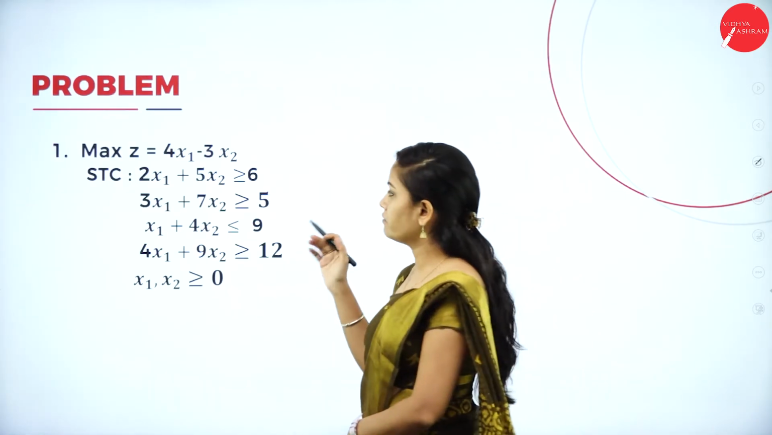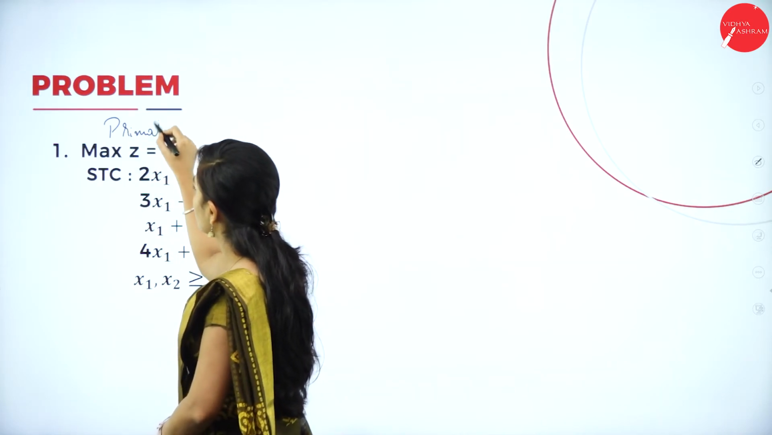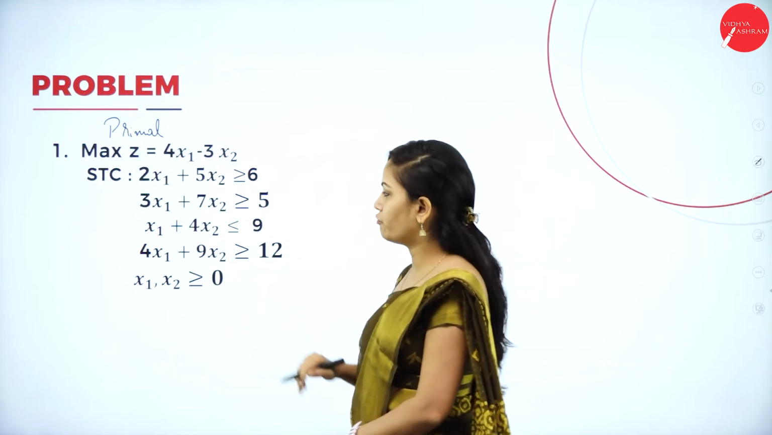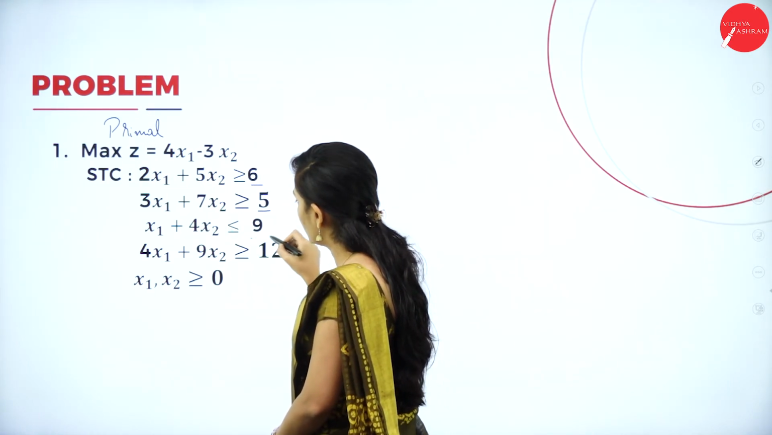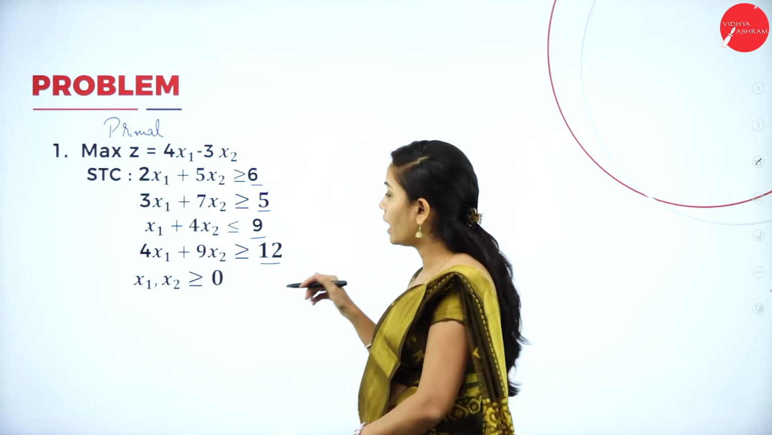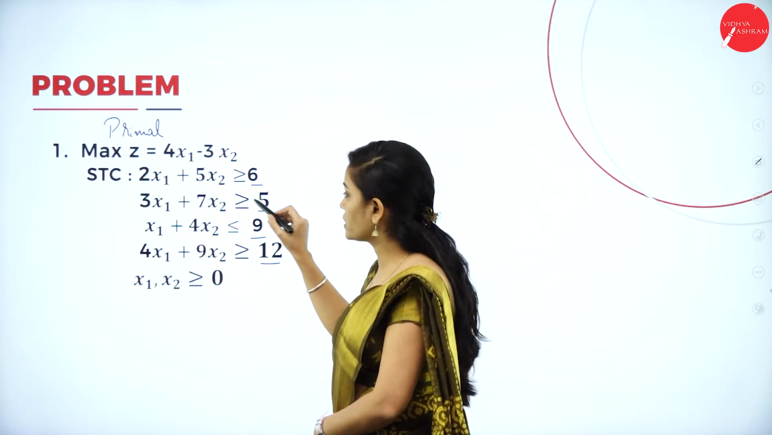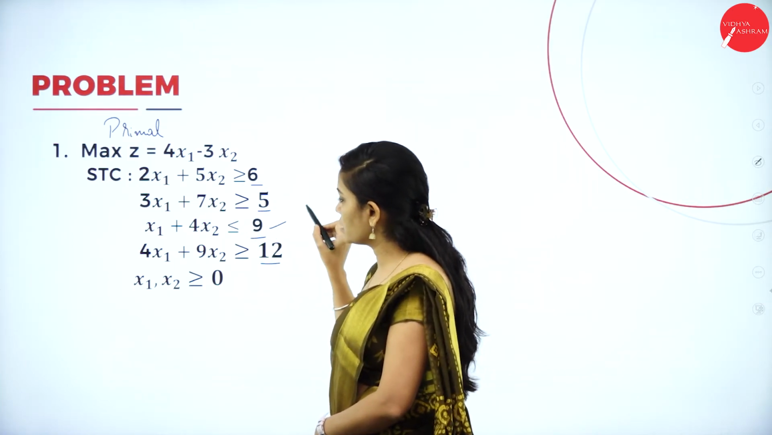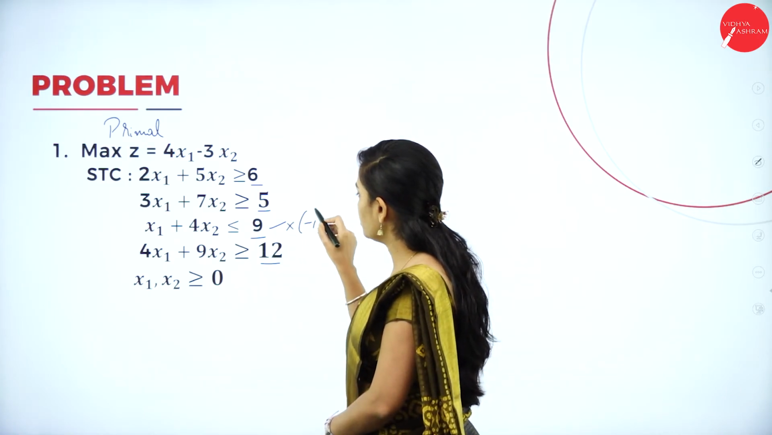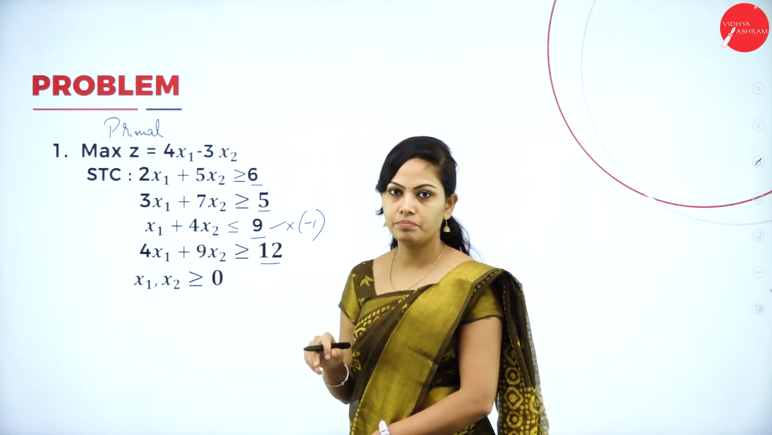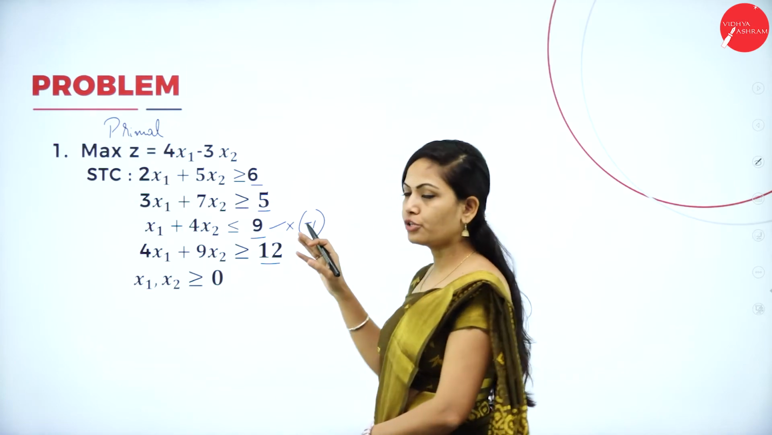Now let's understand with an example. This is in primal form, and now I will convert it into dual form. You just observe this: it is maximization, and the RHS is positive only. Here all the constraints are greater than or equal to, but this one is less than or equal to. So you need to convert it into greater than or equal to, because all the constraints should be the same, converting it into standard form.